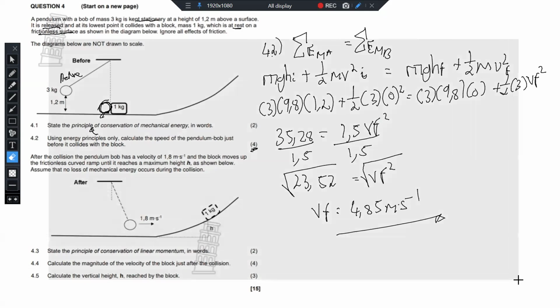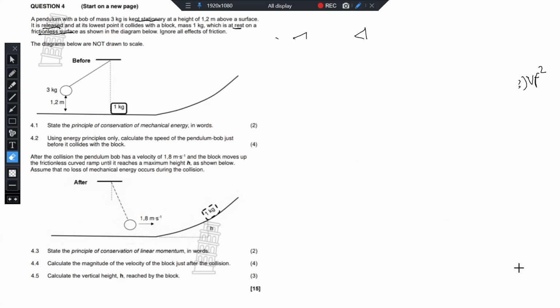Okay, now they say after the collision, the pendulum bob has a velocity of 1.8 meters per second, right? So after the collision, the pendulum bob has now a velocity of 1.8 meters per second, and the block moves up the frictionless curved ramp until it reaches a maximum height. Now we know if it reaches a maximum height, its velocity will be zero, right? Because the velocity at the maximum height is always zero. You know that from vertical projectile motion. As shown below, assume that no loss of mechanical energy occurs during the collision.